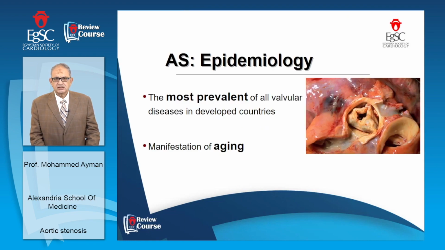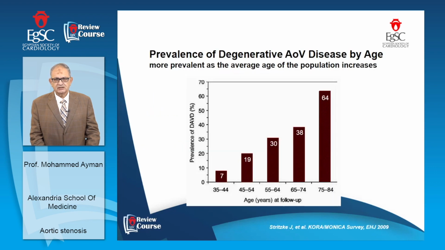Aortic stenosis is the most prevalent of all valvular disease in developed countries. Actually, aortic stenosis is much more prevalent in the old age populations. As you see here from this figure, we are going to find that there is more prevalent aortic stenosis among those who are old.